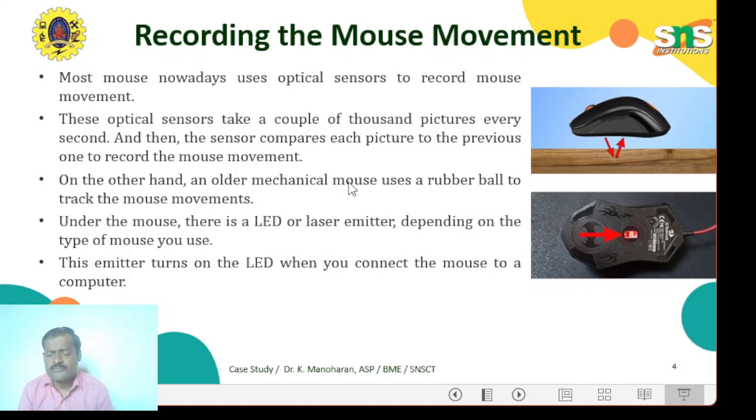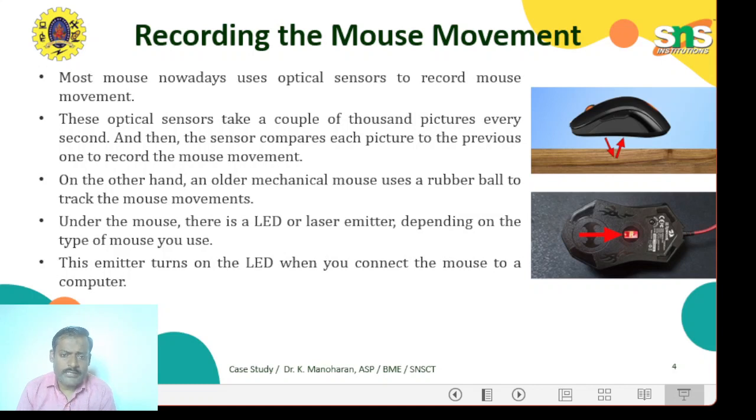In the early stages we used a ball-type mechanical movement. Now it has been replaced by optical sensors. These optical sensors take a couple of thousand pictures every second, and the sensor compares each picture to the previous one and records the mouse movement. It takes continuous pictures and compares the previous one with the current one. Based on that, the cursor movement will be predicted and that information will be sent.